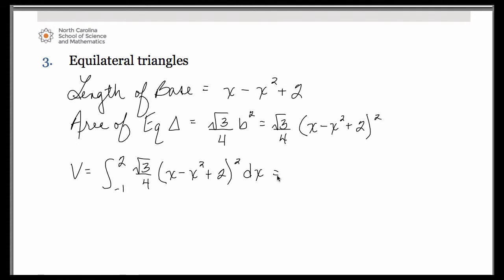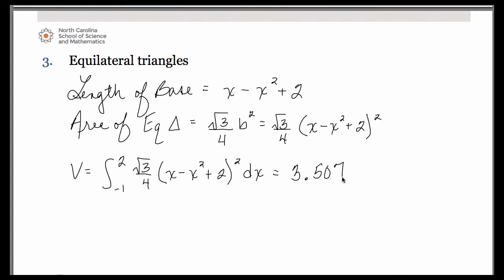Of course, that root 3 over 4 you could put to the very front and just evaluate the integral itself and then multiply that answer by root 3 over 4. However you care to do it is up to you. Give it a shot. The answer you should get is 3.507.